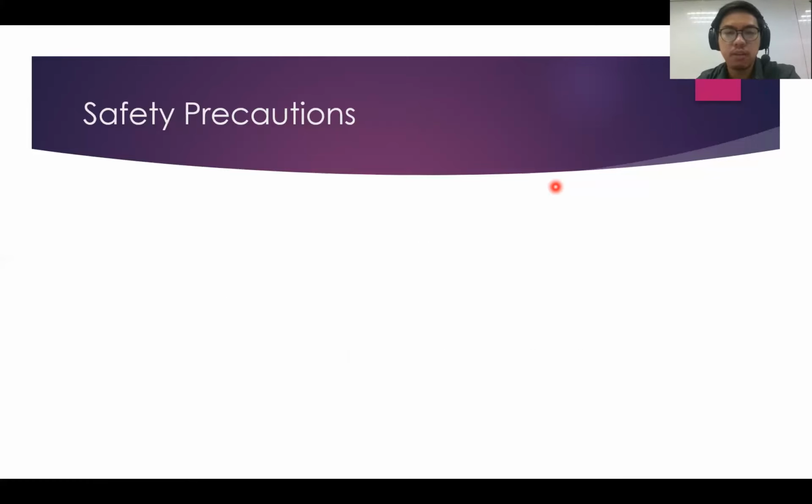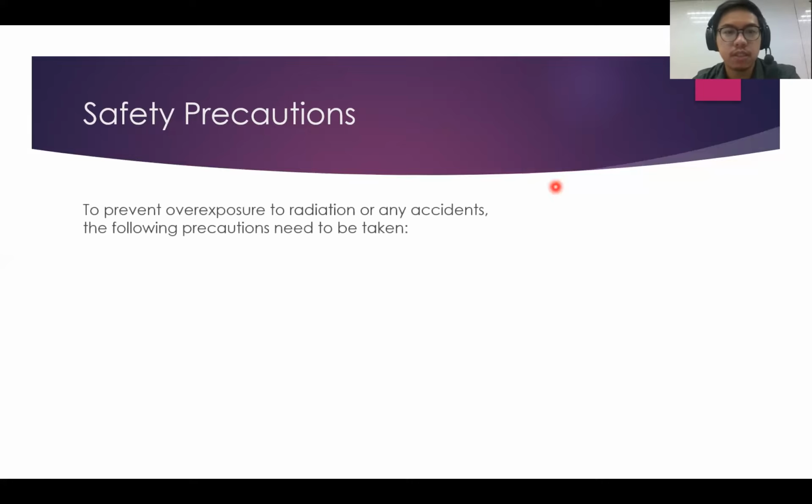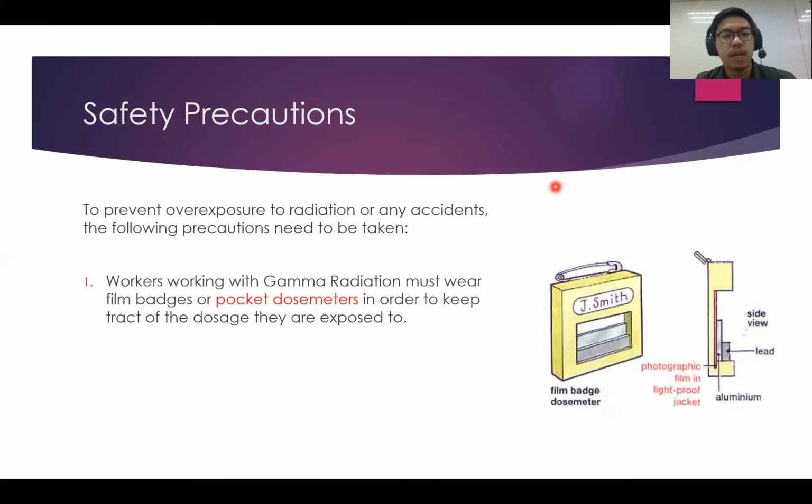Now, how do you stay safe from radioactivity? These are the safety precautions. To prevent overexposure to radiation or any accidents, the following precautions need to be taken. Number one, workers working with gamma radiation must wear film badges or pocket dose meters in order to keep track of the dosage they are exposed to.